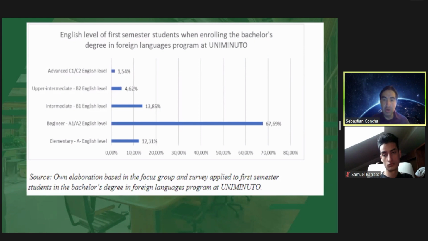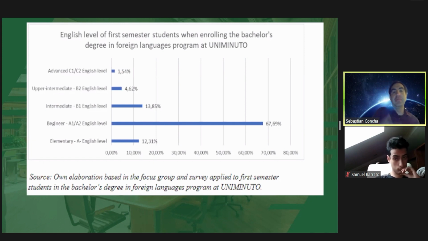So that was based also on a survey applied to first semester students, taking into account that when they start their classes, they had to present a diagnosis test, a KET, Key English Test. So we can see that almost 68% have A1, A2, and 12% have a minus A. So that was a way to identify the problem.